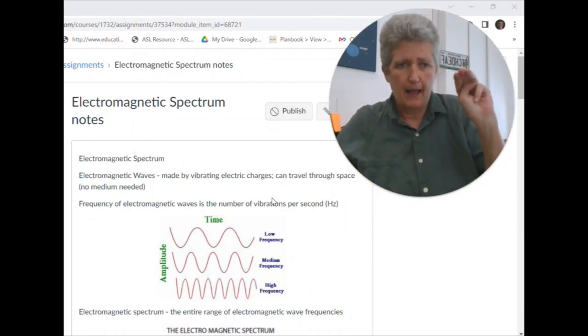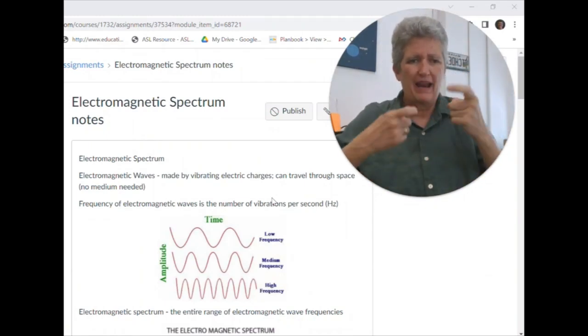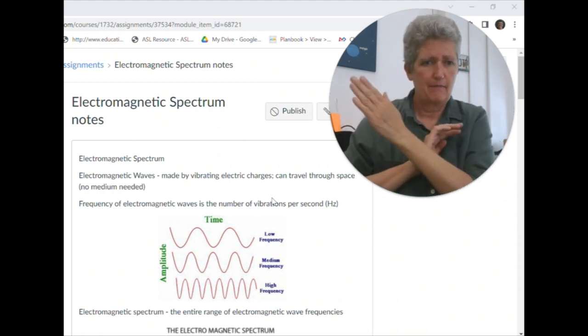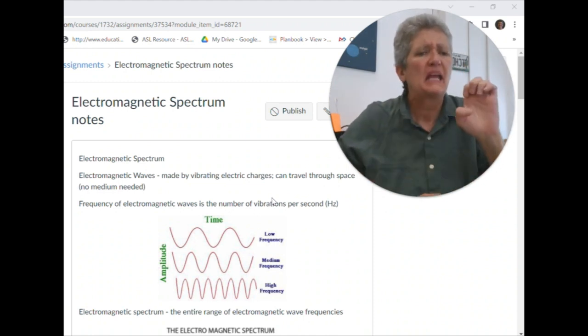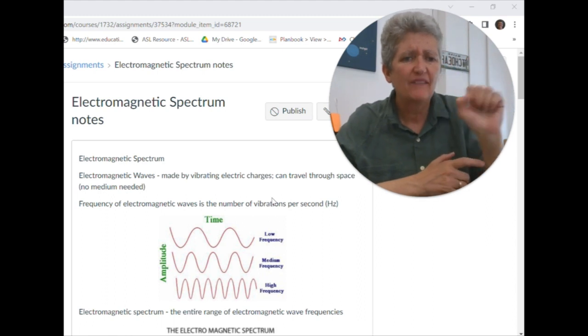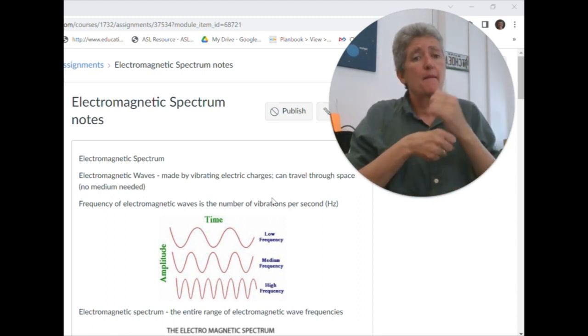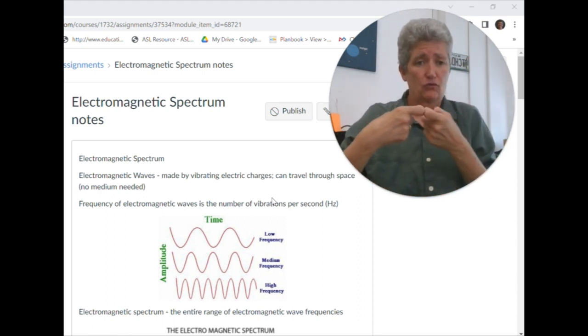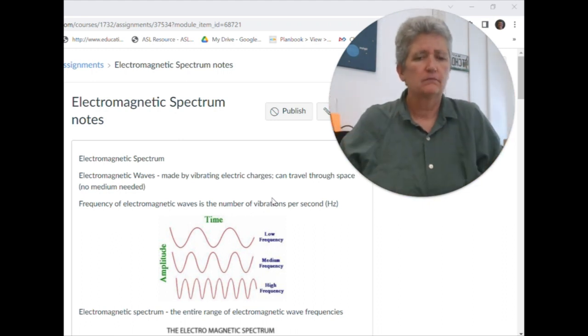All right, today we want to talk about the EM, electromagnetic spectrum. I'm going to sign spectrum like that. It's a wave, and it's made by vibrating electrical charges.